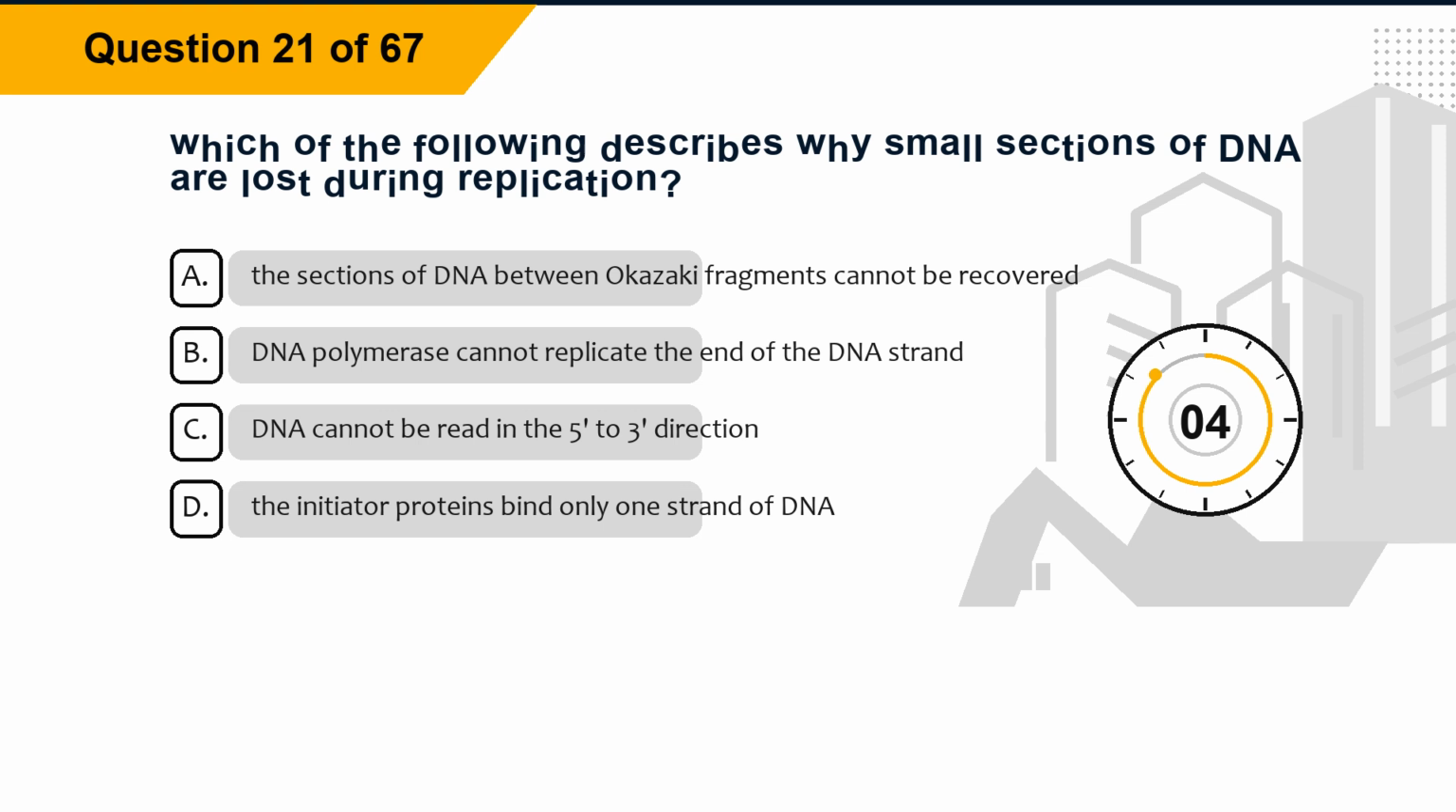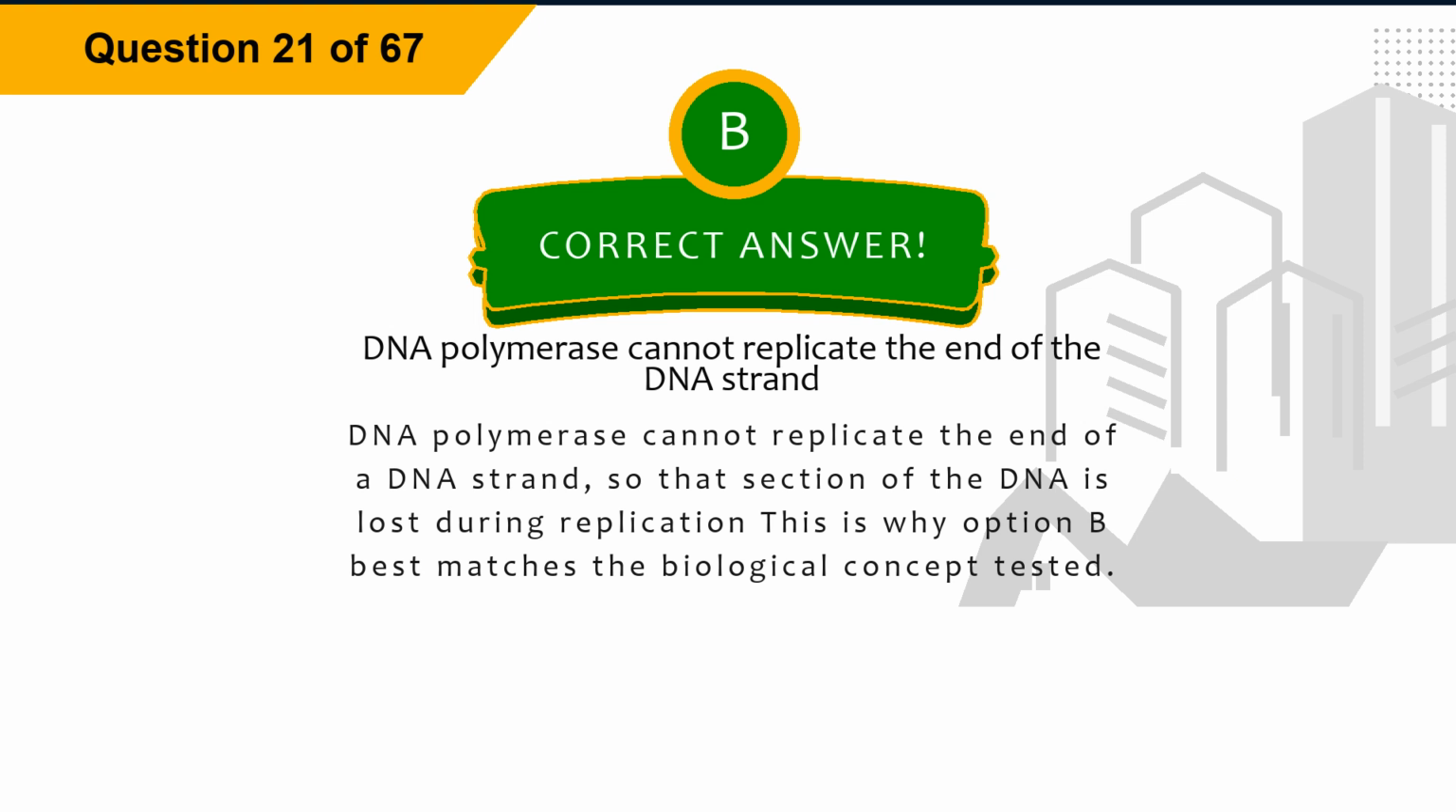Option D, the initiator proteins bind only one strand of DNA. The correct answer is option B, DNA polymerase cannot replicate the end of the DNA strand. Explanation. DNA polymerase cannot replicate the end of a DNA strand, so that section of the DNA is lost during replication. This is why option B best matches the biological concept tested.